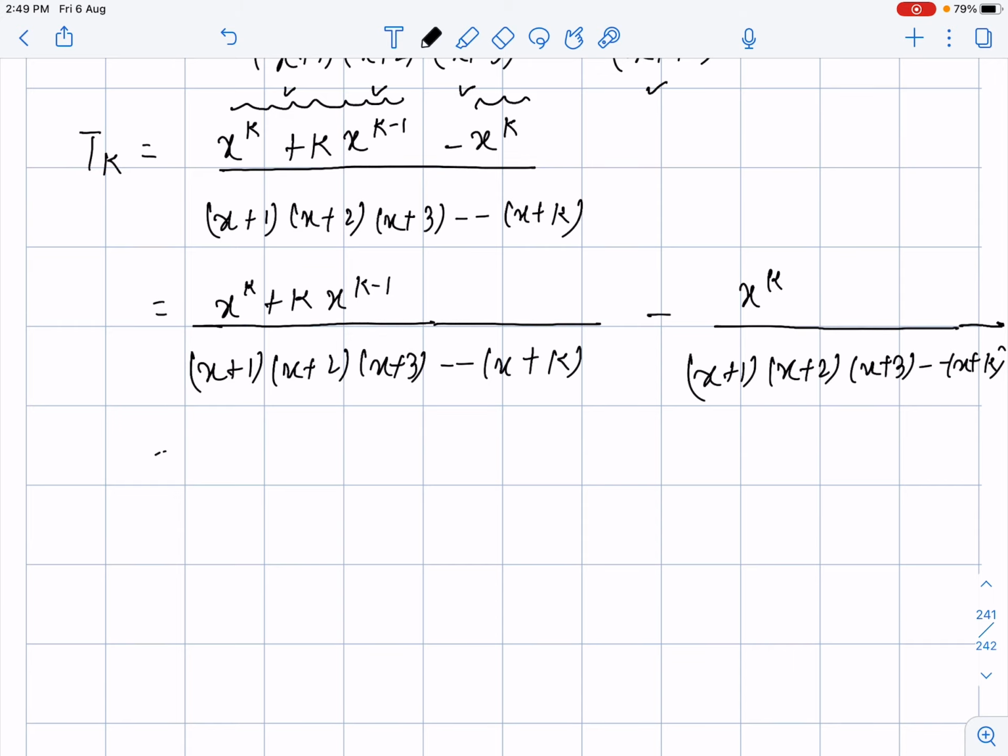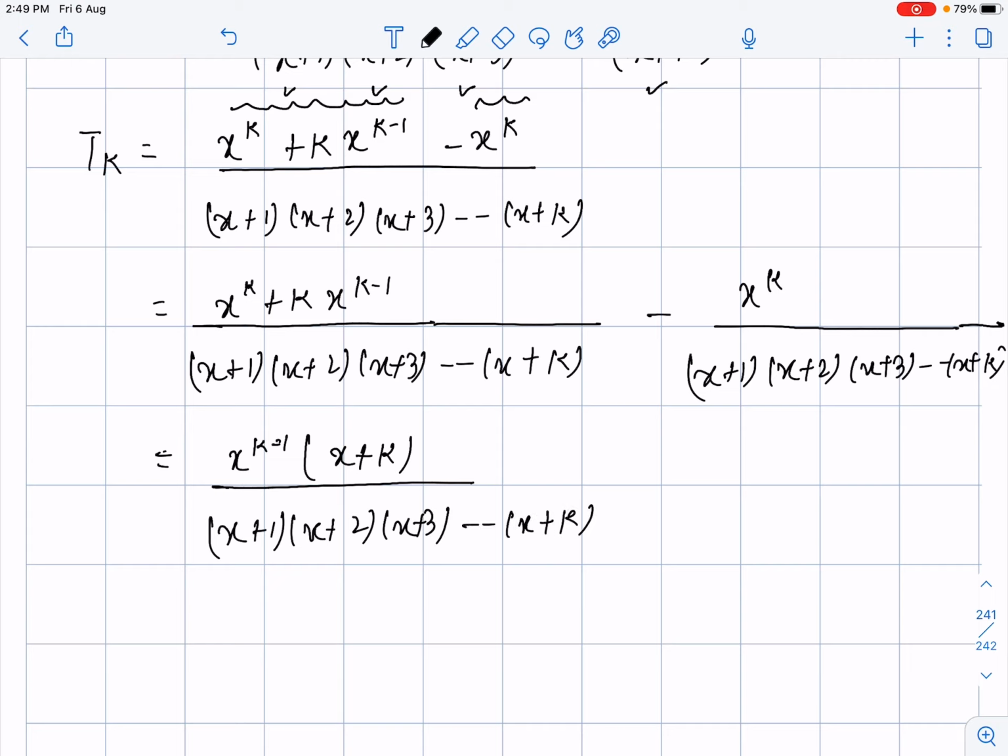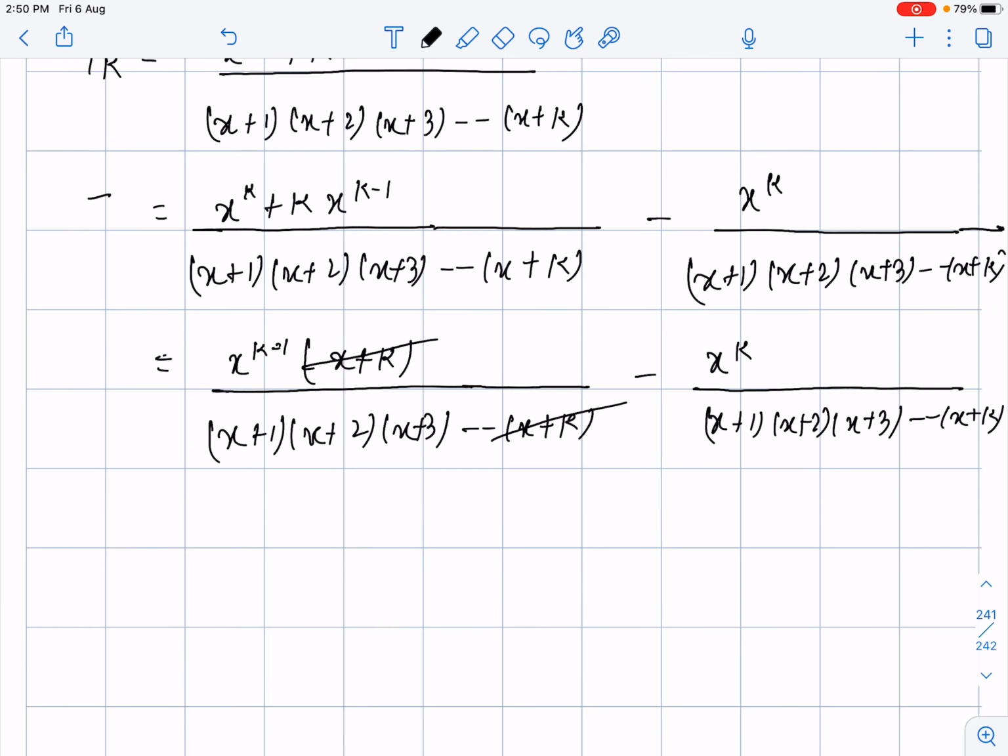Now looking at the numerator of the first fraction, we can see x to the power k minus 1 can be taken common, so we are left with x plus k over here, whole divided by x plus 1, x plus 2, x plus 3, and so on up to x plus k, minus x to the power k divided by x plus 1, x plus 2, x plus 3, and so on up to x plus k. So x plus k and x plus k will get cancelled. So we have the general term in the broken format.